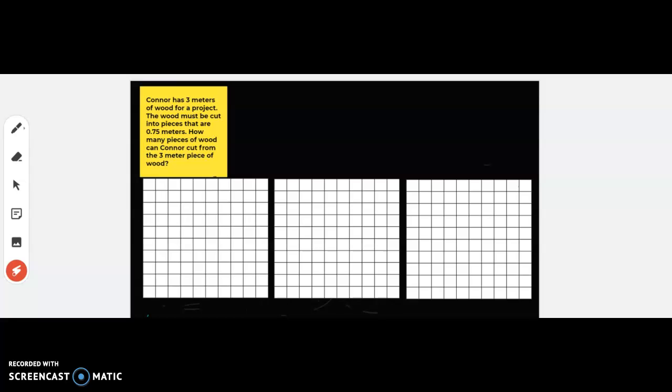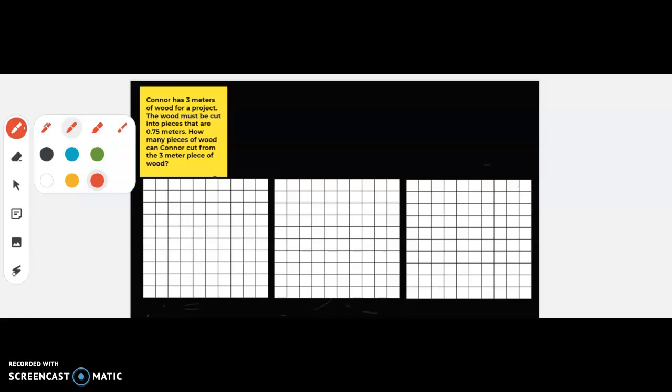If I look at this example in base 10 blocks, right here I have 3 hundredths grids. The reason I have 3 is because he's got 3 meters of wood. How I can break this out and show my work on these hundredths grids is to show each piece that he would cut. And since I know that each piece is going to be 75 hundredths, I'm going to show 75 hundredths as many times as I can on these 300 boards.